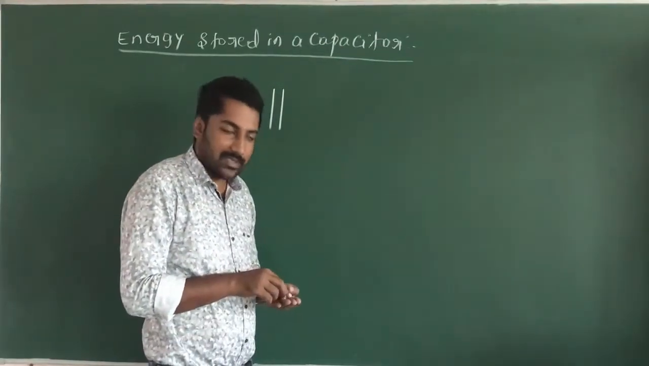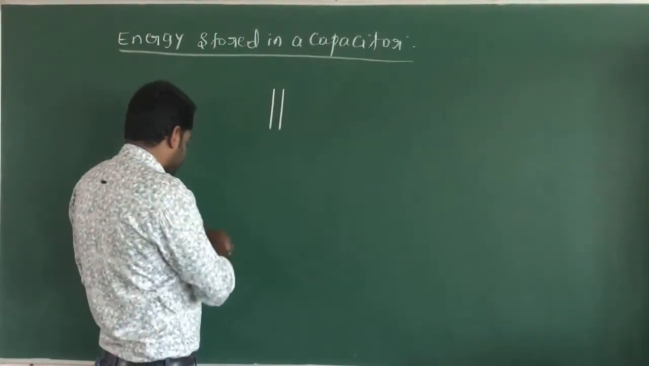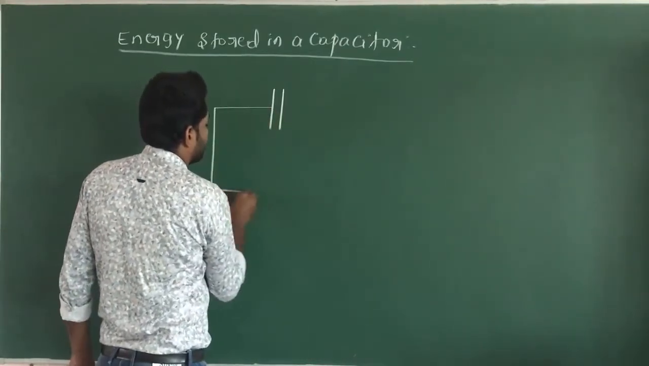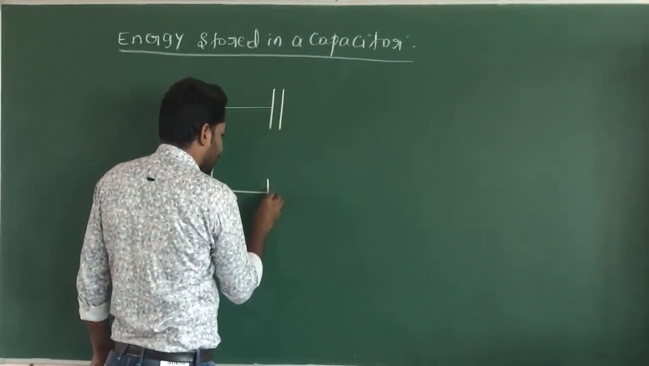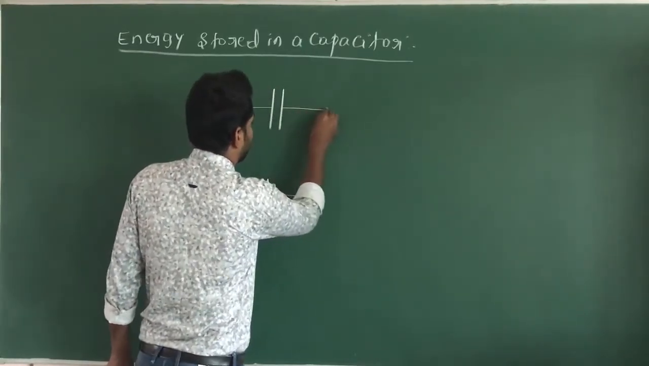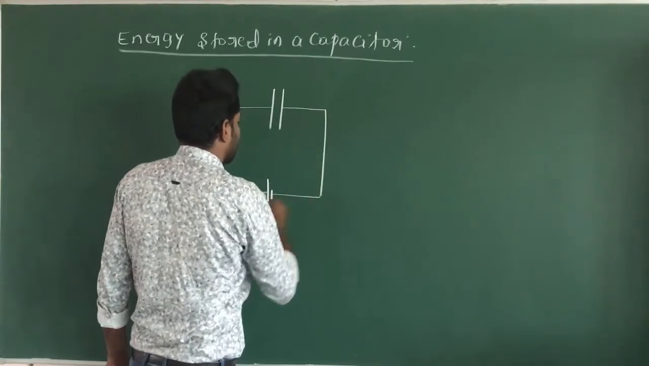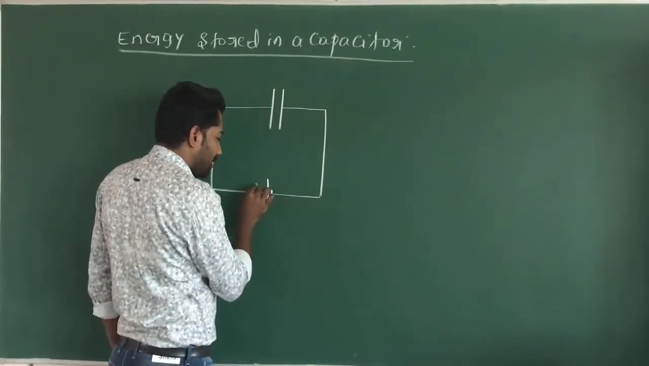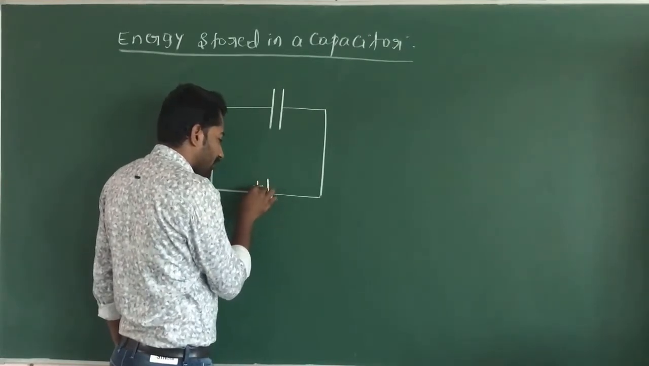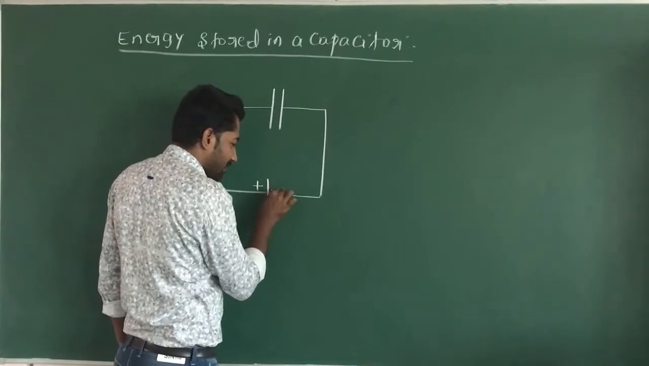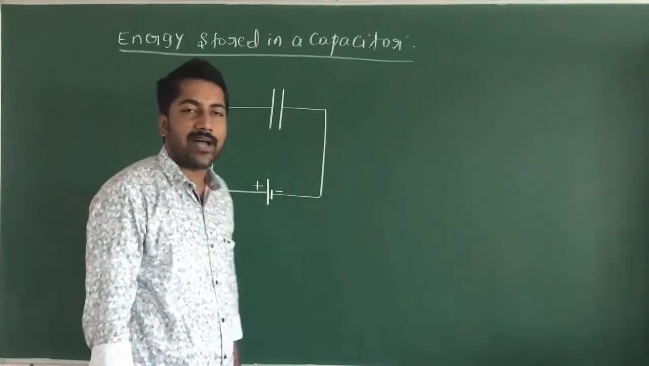Now, the battery is connected to this capacitor. This is the battery symbol. This is the positive terminal of the battery and this is the negative terminal of the battery.